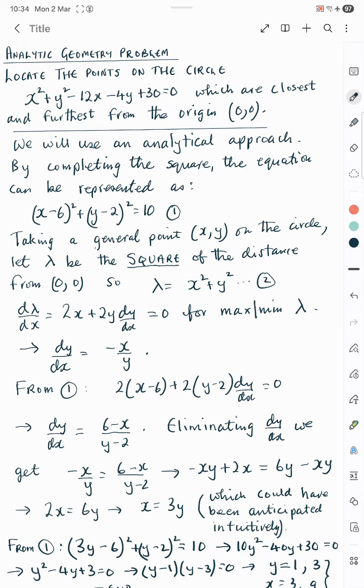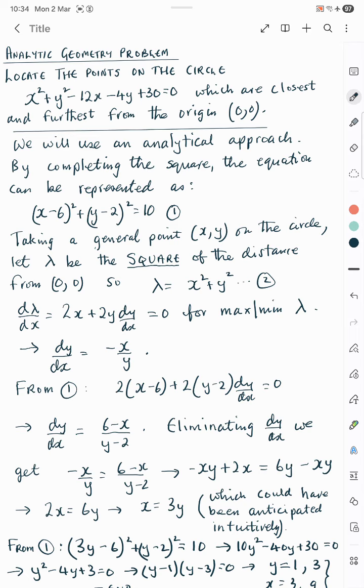And differentiating with respect to x, we get d lambda dx equals 2x plus 2y dy dx, which has to equal 0 for maximum and minimum values of lambda. And from that, we deduce that dy dx equals minus x over y.